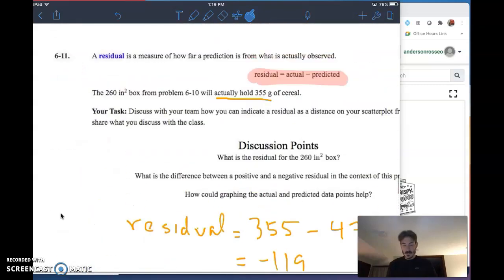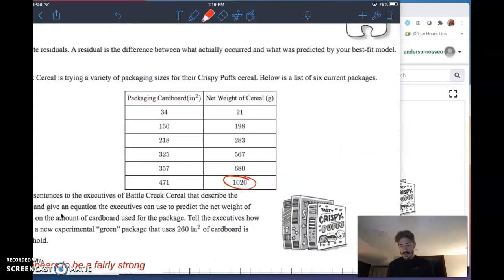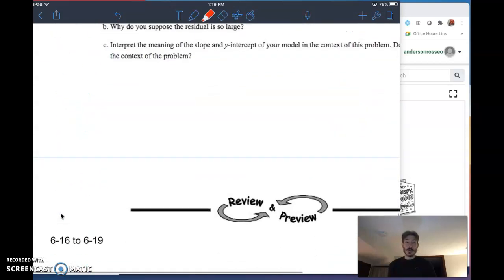Well, ask yourself this question, ladies and gentlemen. Do we have any data that suggests here it might be a good idea to make a prediction that large? We don't. That idea is called an extrapolation, and we don't do that for that reason.